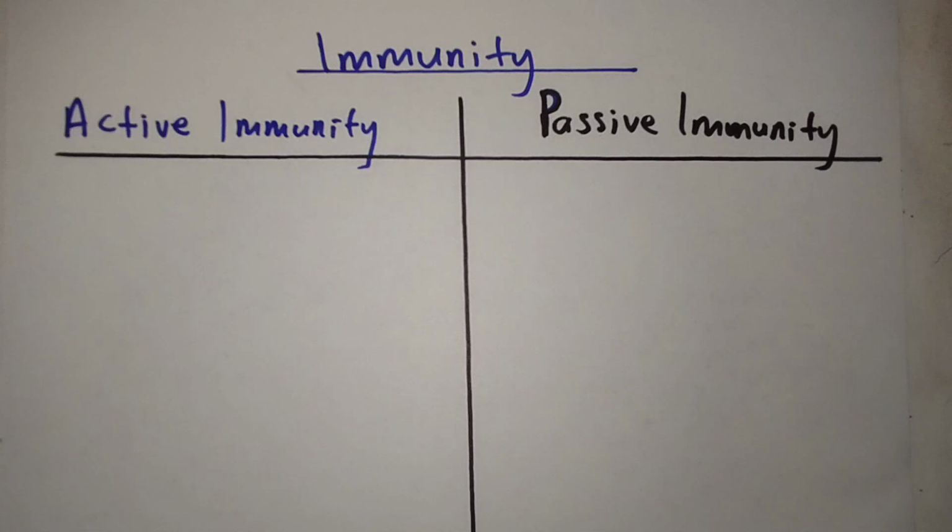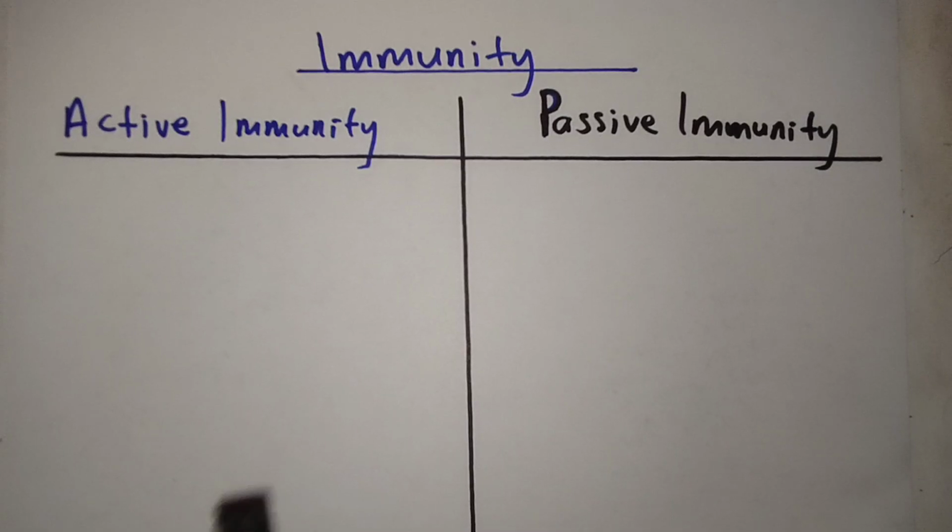In this video, I want to talk about immunity. So in simple terms, immunity is the ability of the body to resist or fight infection. Okay, so we are going to talk about the two types of immunity, that's active immunity and passive immunity. I want you to understand the main difference between the two types of immunity, between active immunity and passive immunity.